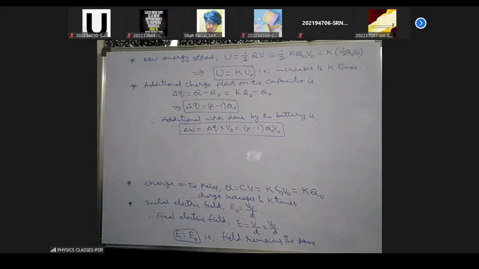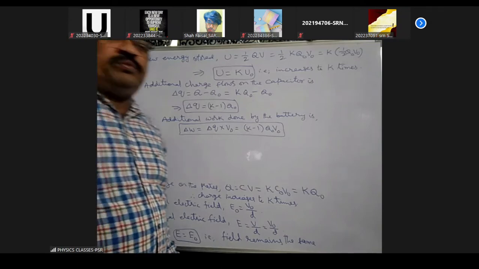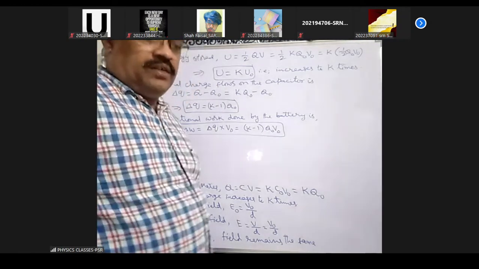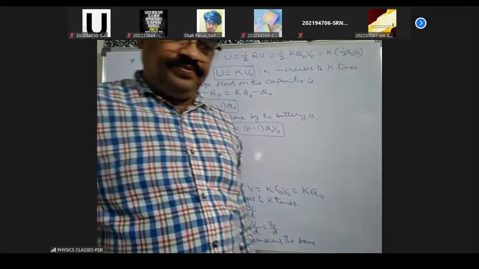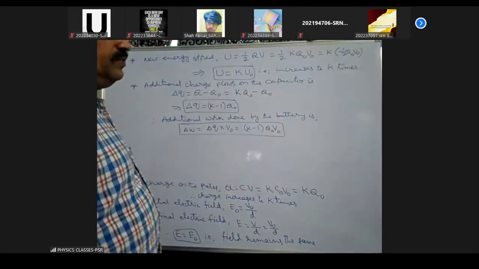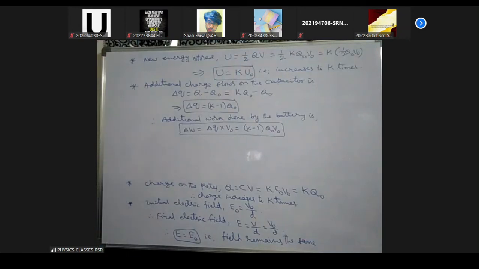Here, effect of dielectrics. If a metal slab like brass slab is introduced between the plates of capacitor, the capacity of the capacitor is given by, here K is taken as infinity for metal slab. That is very, very important.